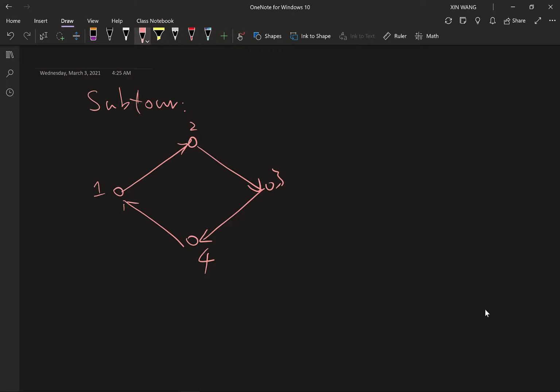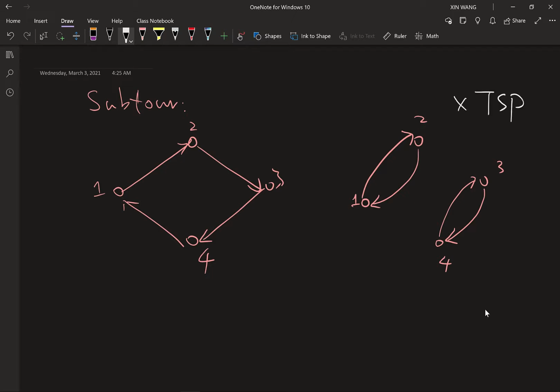And then a subtour means you can go from city 1 to city 2, but then you directly go back. You can start from city 3 to city 4, and then go back. So here you can see in these subtour cases, the conservation law is satisfied. For any city, only one tour goes in and only one tour goes out. So there's no violation of the conservation law, but it's definitely not a TSP.